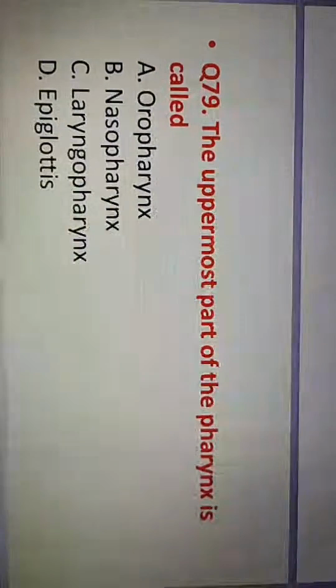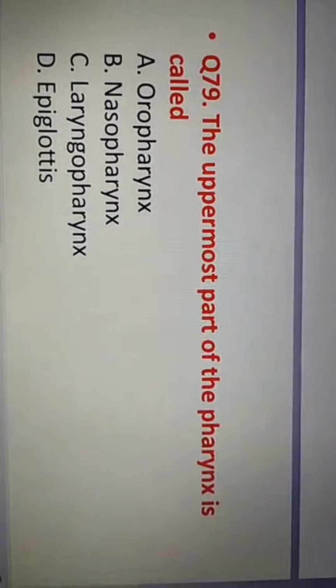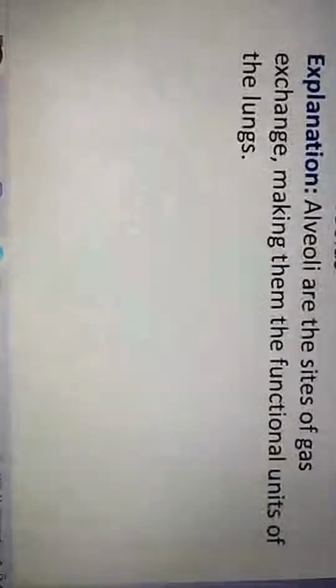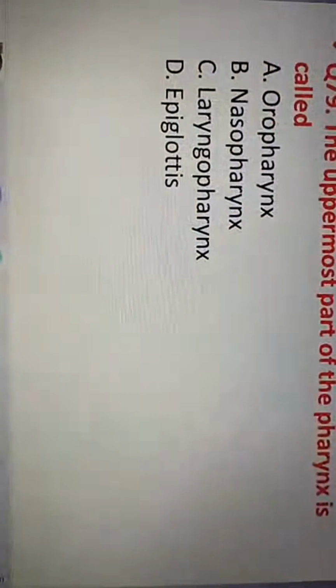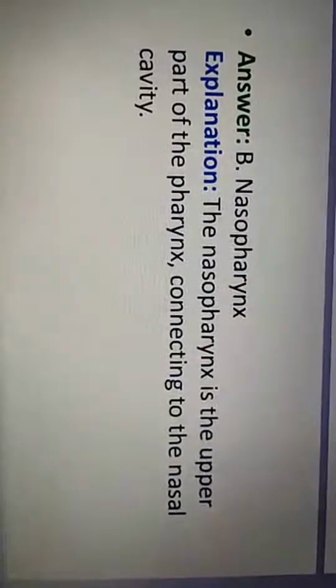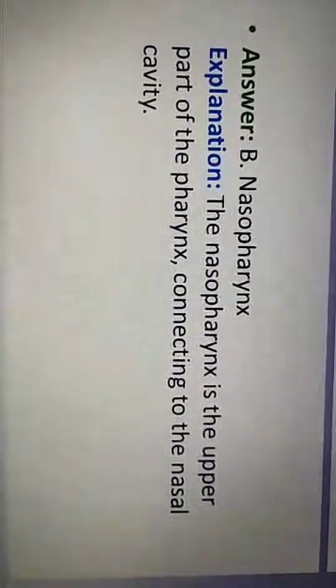The uppermost part of the pharynx is called option A oropharynx, option B nasopharynx, option C laryngopharynx, option D epiglottis. The correct answer is option B nasopharynx. The nasopharynx is the upper part of the pharynx connecting to the nasal cavity.